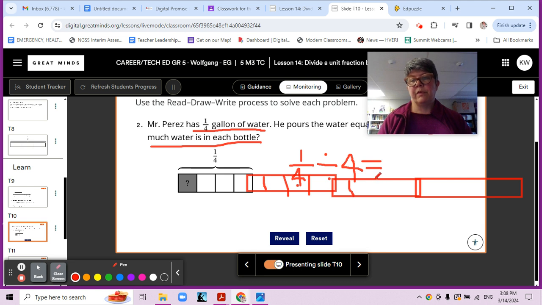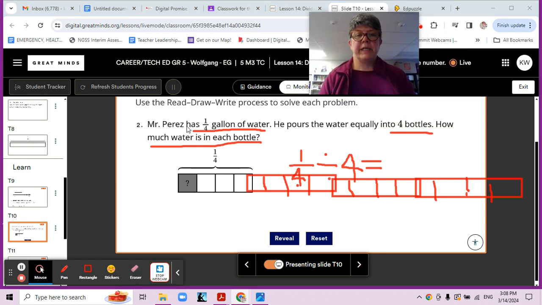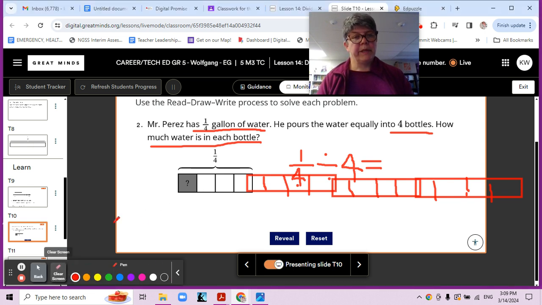So we have 1/4, 2/4, 3/4, and 4/4, and each of those fourths are broken into 4 parts because if you remember from our problem, he's taking 1/4 of a gallon and pouring it into 4 bottles. So this is now an entire gallon, right? And do we know how much each of these pieces would be? If this is an entire gallon, how many parts do we see? 4 times 4 is 16. So one of them would be 1/16 of a gallon.